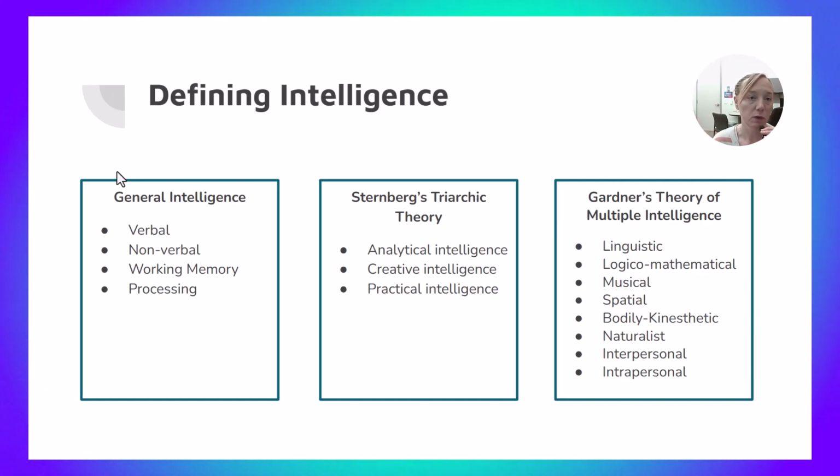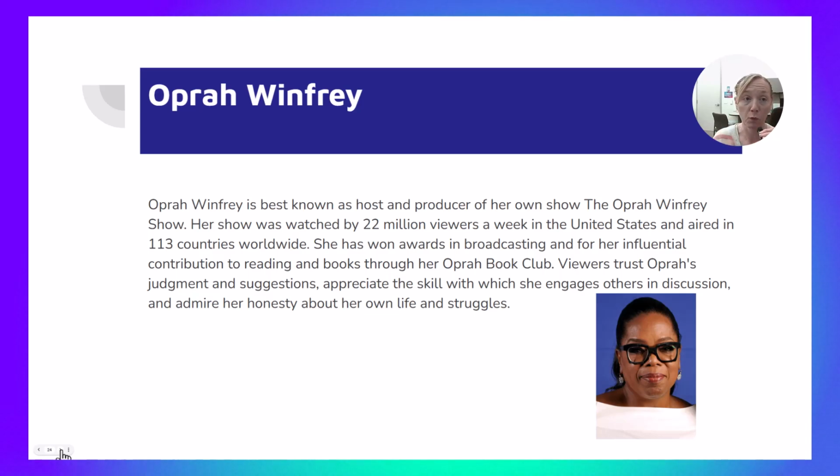Now, every single skill we do in our lives can fall into one of these categories. I want to go over some of them really quickly with you just so you have an idea of different examples. The first one being Oprah Winfrey. So Oprah Winfrey is best known as a host and producer of her own show, The Oprah Winfrey Show. She's been watched by 22 million viewers in the United States and aired in 313 countries worldwide. She has won awards in broadcasting and her influential contributions to reading books. And she is trusted through judgment and suggestions.